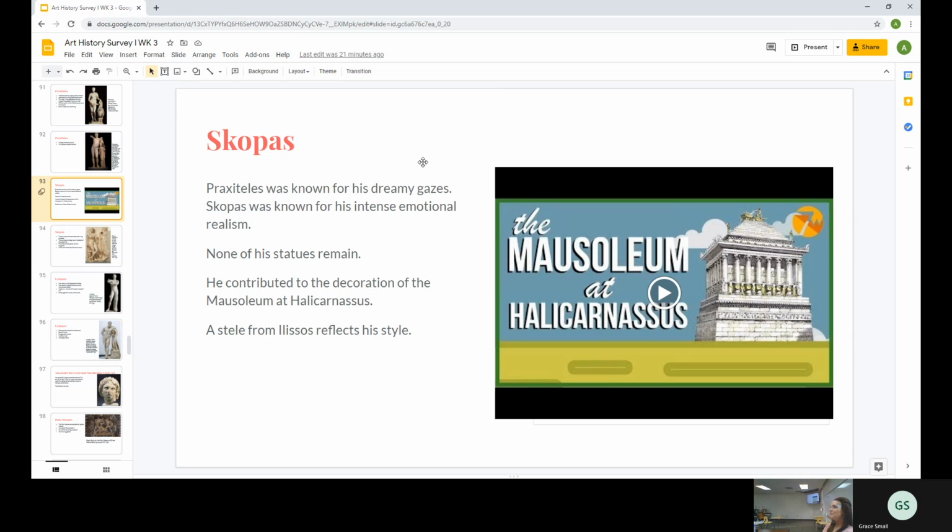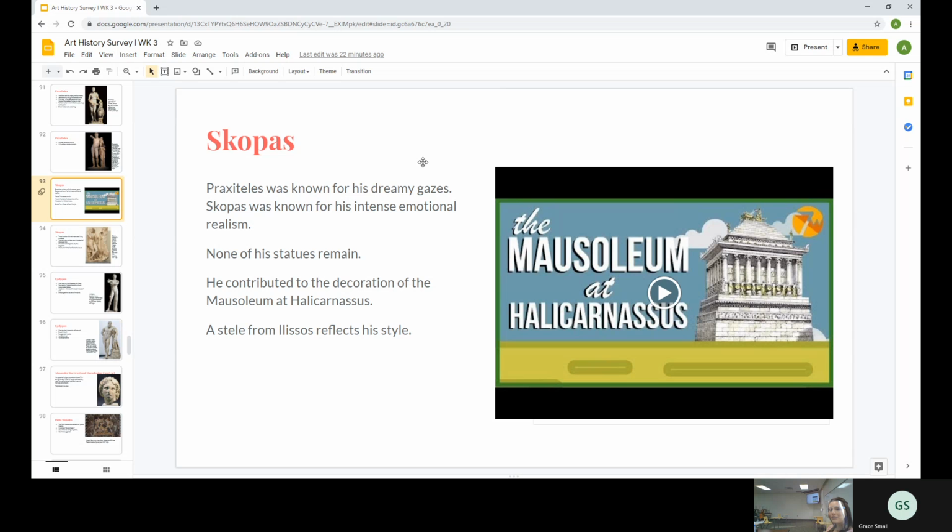He was known for his dreamy gazes on all of his sculptures' faces and creating intense emotional realism, meaning if he wanted someone to look like they were gazing off into space, he could do that. So definite emotion, but like I said, we don't have any of his stuff left.